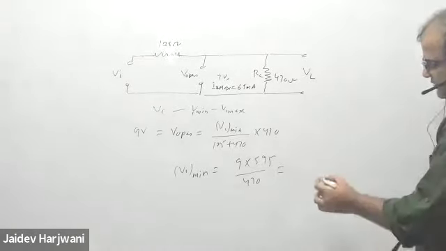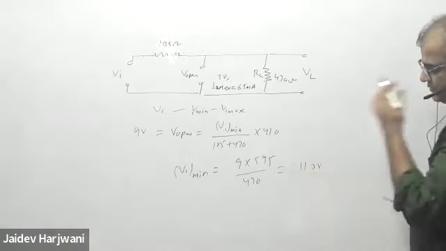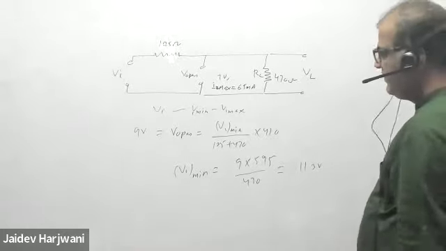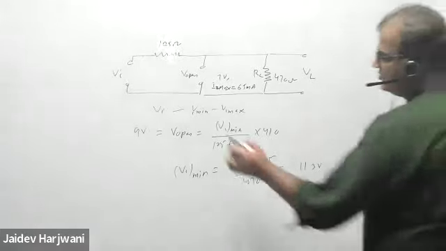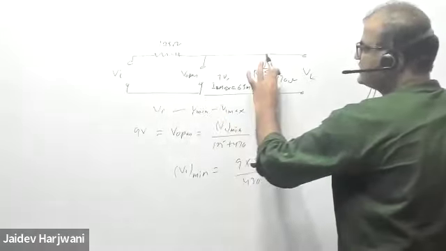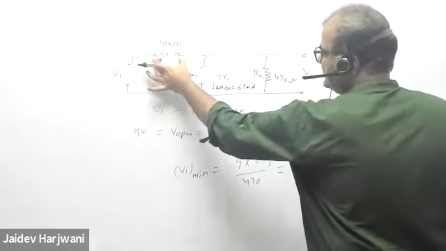11.3 volts. Okay, 11.3 volt, this is the definition of V minimum. Now I want V max. Okay, so this is fixed, current here is fixed. If I'm increasing V max, my current will increase here.